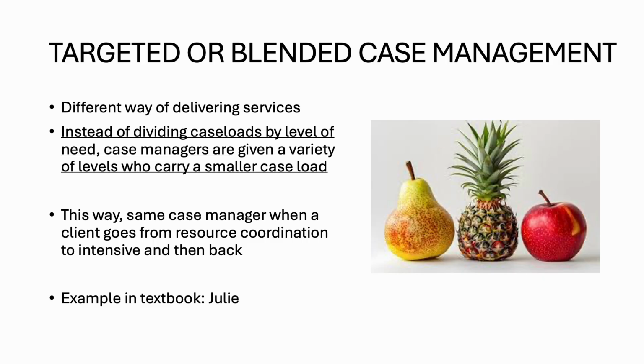And why that happens is then you can actually follow people. So if you're going from one level to the next and then back to the other level again, let's say level 2, they go to level 3, and then after interventions, they go back to level 2 again. It's one case manager for this client for this entire time. Whereas in the other one, once you get out of your section, it will go to someone else. It's the same case manager when a client goes from resource coordination to intensive and then back. An example in the book is for a person named Julie.